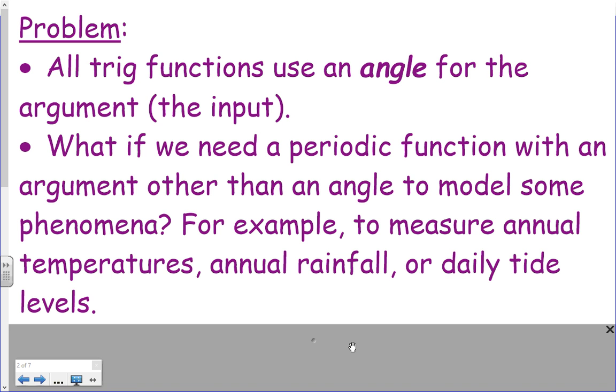What if I'm trying to model annual rainfall? Again, you have highs and lows throughout the year. I would expect that to be cyclical. I would expect to see that every year it starts to repeat. But again, the input is not an angle. Daily tides, again, the input is not an angle. I have a high tide, a low tide, a high tide, it goes on and on throughout the day and throughout the week. What if I want to model those using a periodic function, but I don't want to be tied to working with only angles?